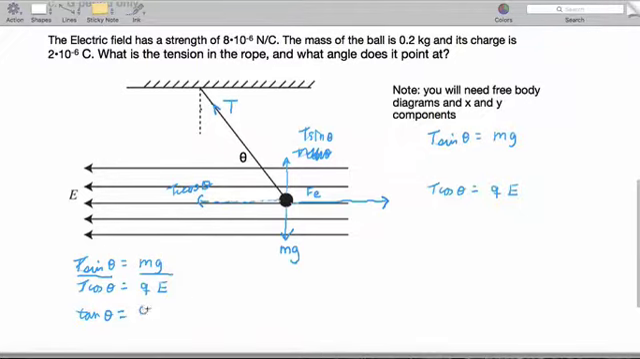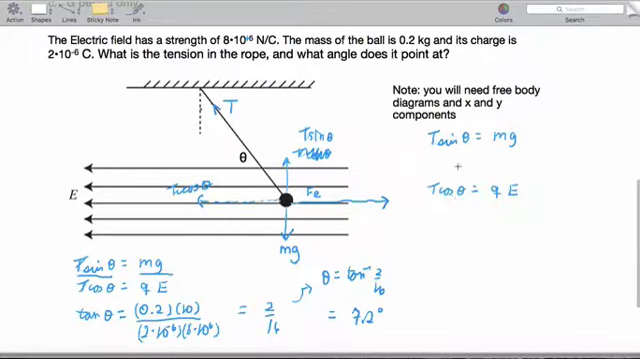Now we put in our numbers. 0.2 is the mass. g is 10. I made a little bit of a typo here, everybody. I'm sorry, I wanted this to be plus 6 for that field. So that's going to be 2 times 10 to the -6 times 8 times 10 to the 6. That gives us 2 over 16 for the tangent of theta. So theta is going to be the inverse tangent of 2 over 16. When I worked that out, that got me about 7.2 degrees.